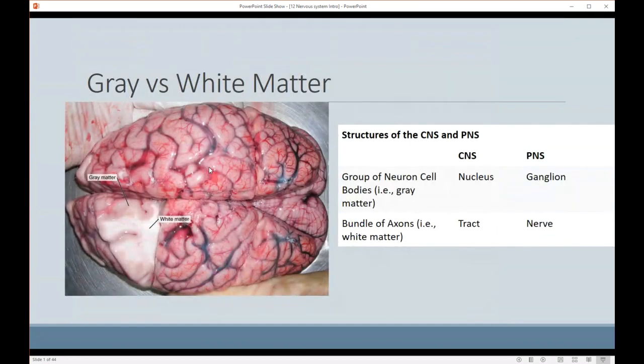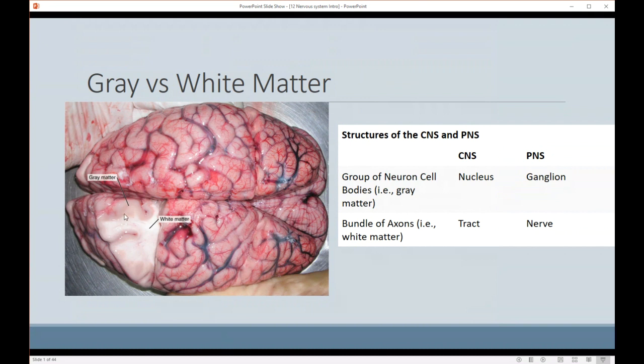Now, we have both gray matter and white matter. So the gray matter, which you can see right here, there's the gray matter, there's the white matter, is defined by what color it is, gray and white. The gray matter appears gray because it is essentially a group of those neuron cell bodies, those somas. So all of this is the somas.